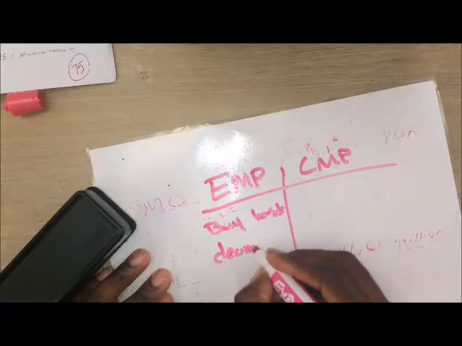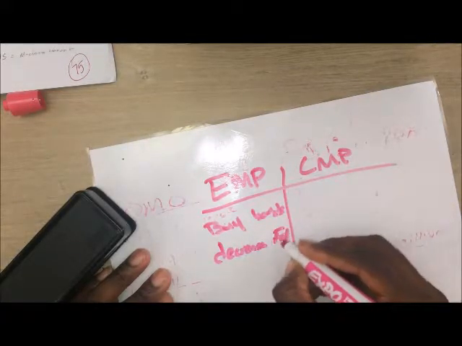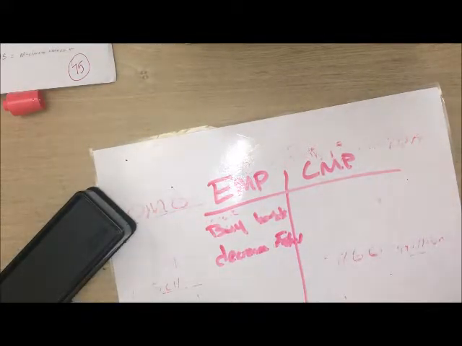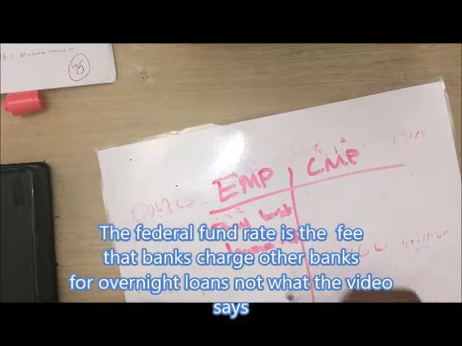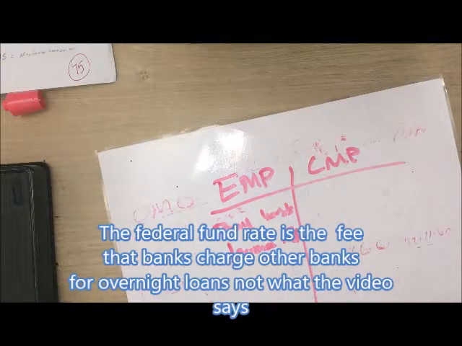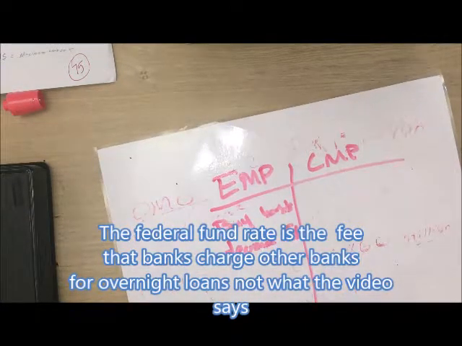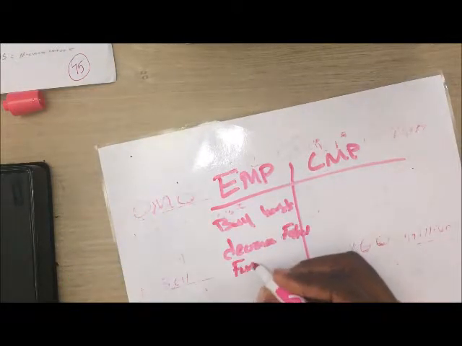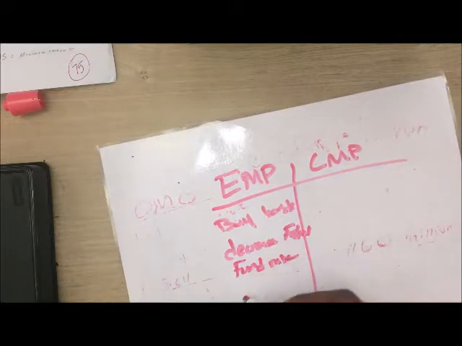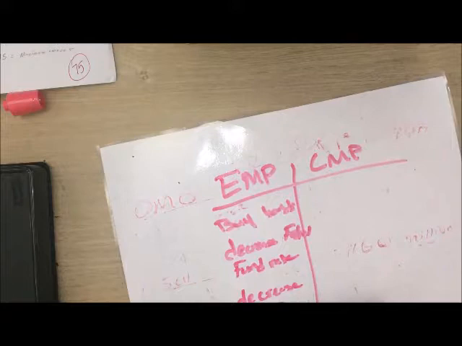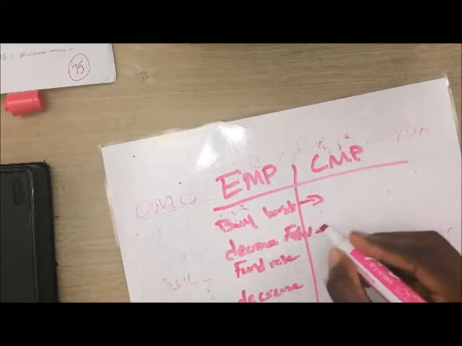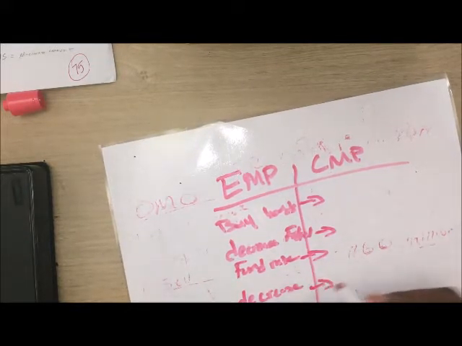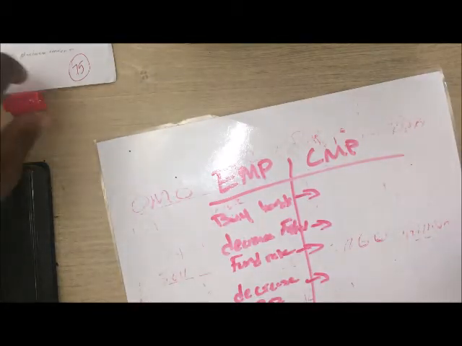decrease the federal fund rate, which is the rate that the Federal Reserve charges banks for taking out loans, and decrease the required reserve. And it is absolutely the opposite for the contractionary monetary policy.